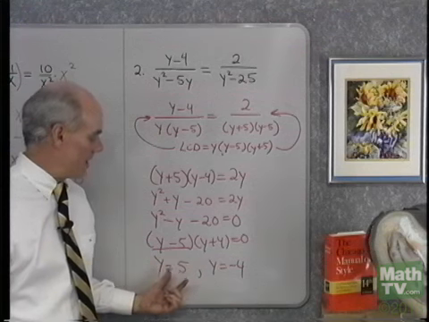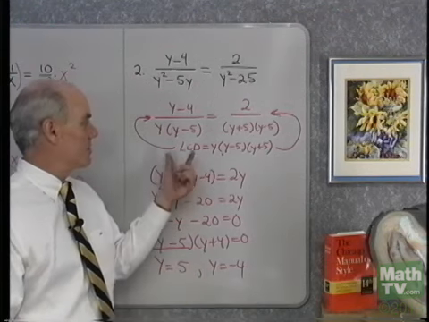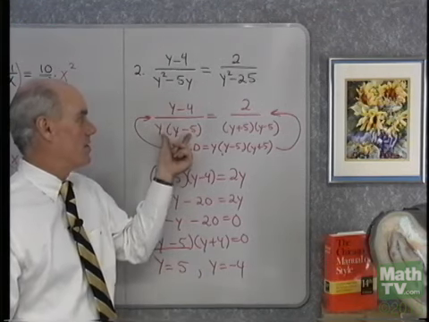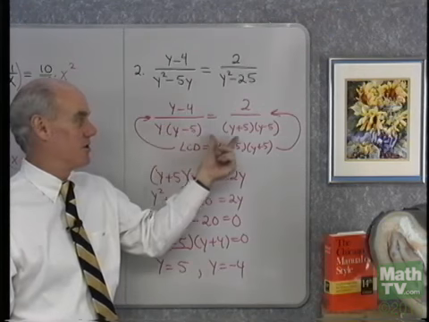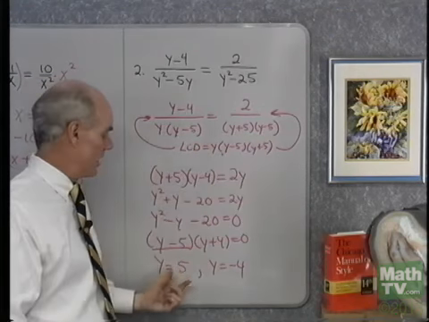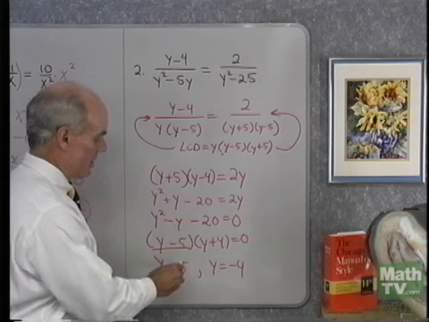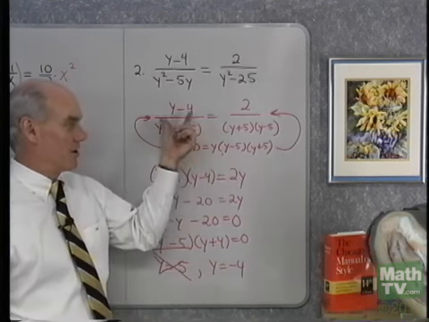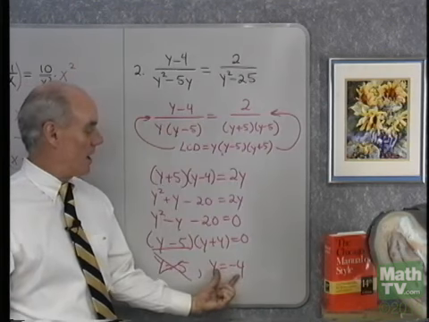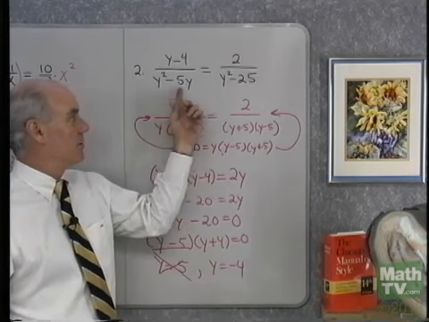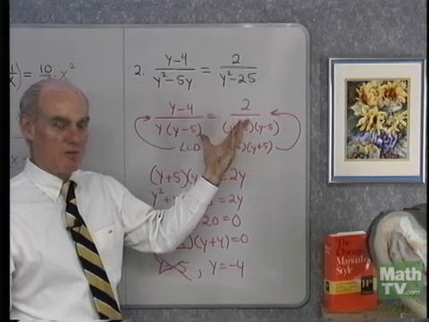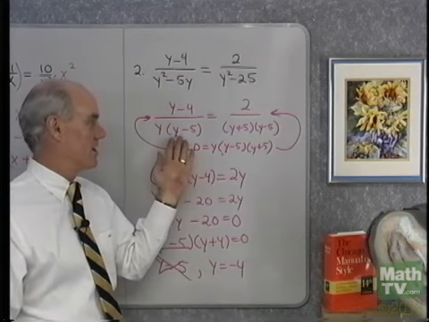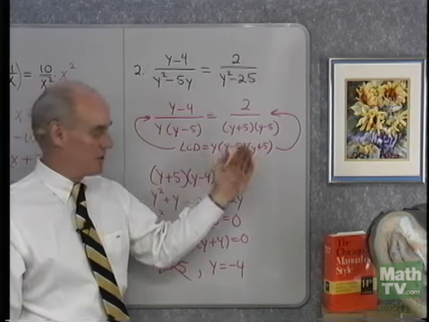Now notice that if I take y equal 5 and substitute it back into my original equation, this denominator right here is going to be 0, and so is this one. So I can't use y equal 5. It's an extraneous solution. It would also mean that I multiplied both sides of the equation by 0. If I take y equal negative 4 and substitute it back into my original equation, I'll get a true statement. y equal negative 4 does not make either one of these denominators equal to 0.